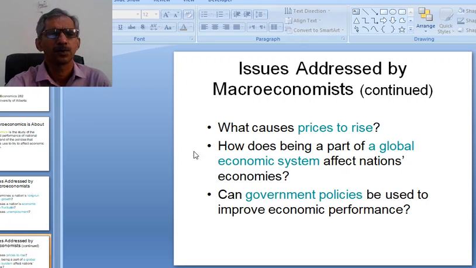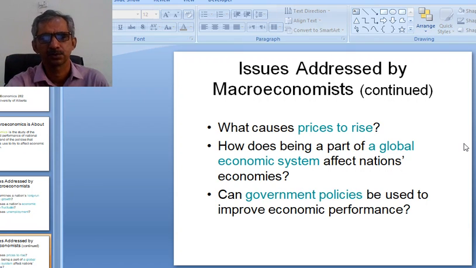Then, how does being a part of a global economic system affect nations' economies? Being part of the world economic system or the global economy, how does that membership affect our economic system and our economic performance? Another topic we will discuss during this semester is government policies.